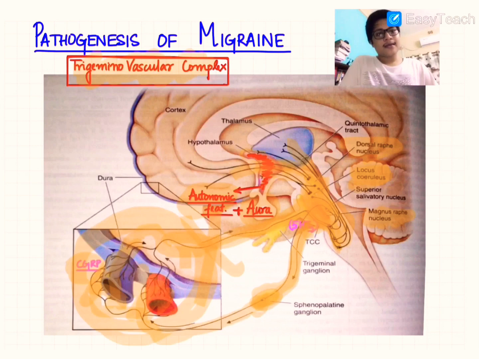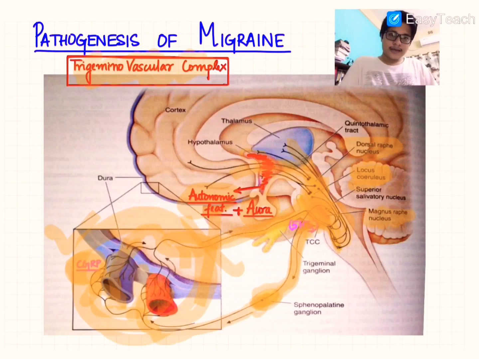And the CGRP, now recently CGRP antagonists have also come into the market. So even if you institute therapy very late during an acute attack with these antagonists, they are very useful as well. They are useful in the prophylaxis of migraine as well. But these are very new therapies.